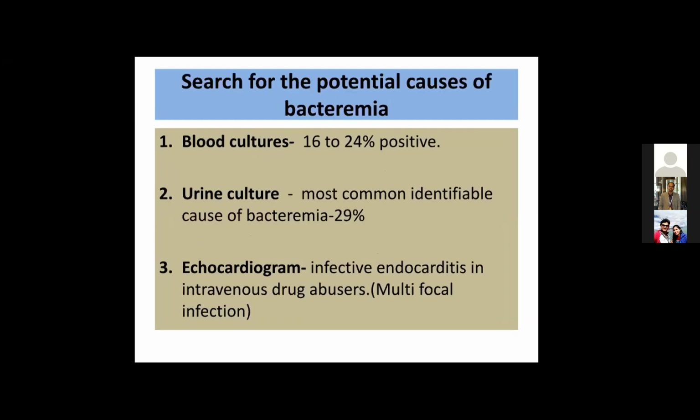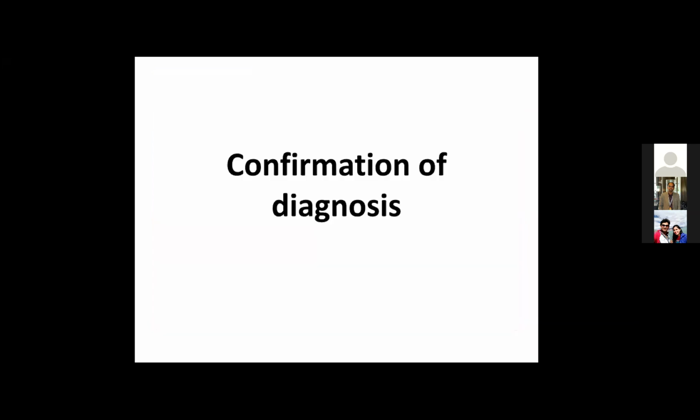We should always search for a potential cause of bacteremia which has led to pyogenic infection. So the recommended investigations are blood culture, urine culture, and echocardiogram. Blood culture is positive in 15 to 25% of patients. Urine culture, as I said earlier, is the most common identifiable cause of bacteremia, which is positive in 30% of patients. Echocardiogram is a must in patients where there is multifocal infection. Say, for example, the patient is having spinal infection along with septic arthritis of the shoulder or knee, we should always suspect infective endocarditis, and the cardiologist's opinion along with the echocardiogram is a must in these kinds of cases.